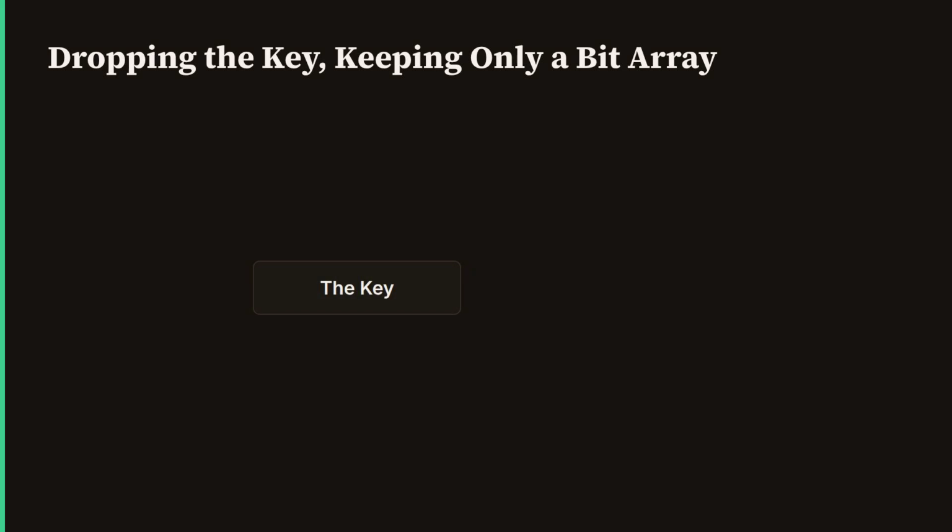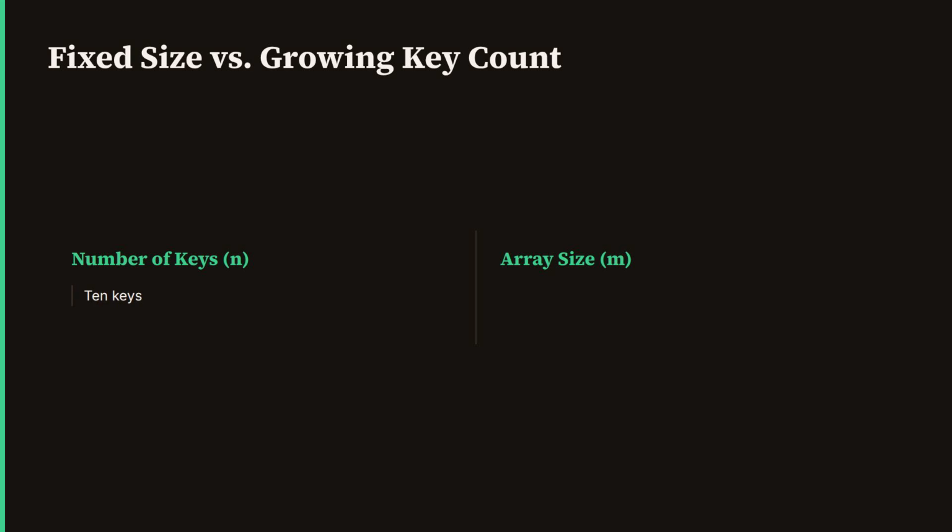So drop the key itself entirely. Do not keep anything that lets you reconstruct which keys you have seen. Instead, allocate a single bit array of m bits, all 0 to start, and let that array be the entire structure, forever, no matter how many keys pass through it. 10 keys or 10 billion keys, the array stays m bits. That fixed size is the whole point. You are not trading away correctness for no reason. You are trading it specifically to break the link between memory and n.